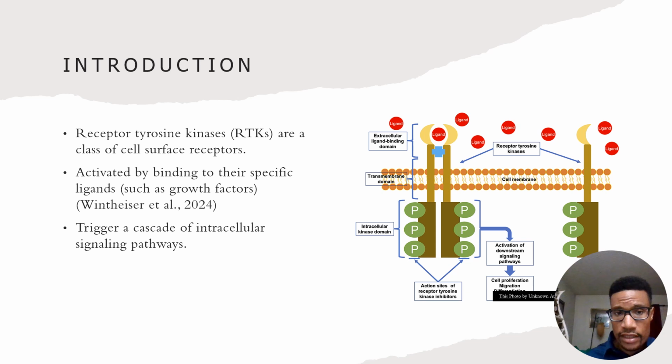Receptor tyrosine kinase is a receptor that is present on the cell membrane. They act like antennas, which receive signals from outside and then perform activities inside the cells. The molecule that binds with the receptor is called the ligand.